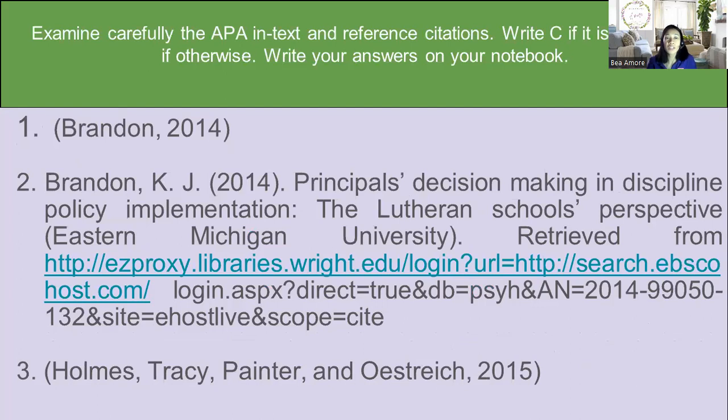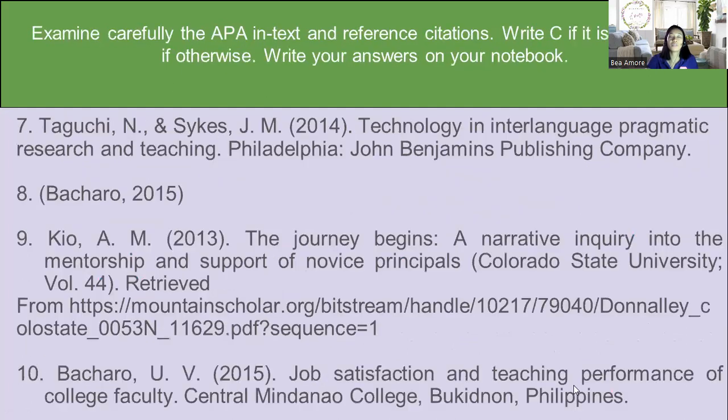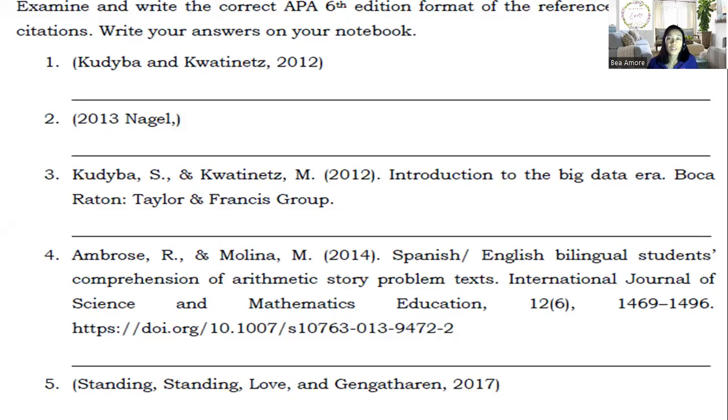So examine carefully the APA in-text and reference citations. Write C if it is correct and W if it is not correct. Write your answers in your notebook. So numbers 1, 2, 3, 4, 5, 7, 8, 9, and 10. You can pause and play this as you answer whether it is correct or incorrect. And then another thing is you are going to write down the correct APA 6th edition format of the reference and in-text citations of the following. Write your answers in your notebook.